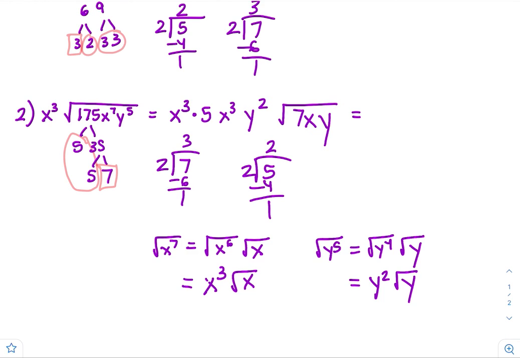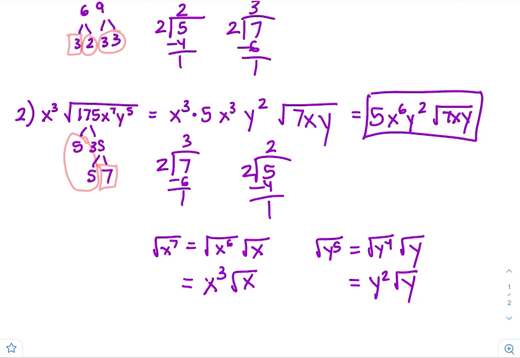Now let's just simplify this. 5 x to the 3rd times x to the 3rd is x to the 6th. You add the exponents. Y to the 2nd, square root 7xy.